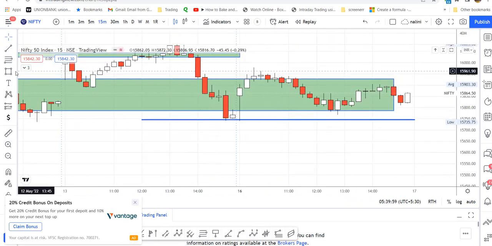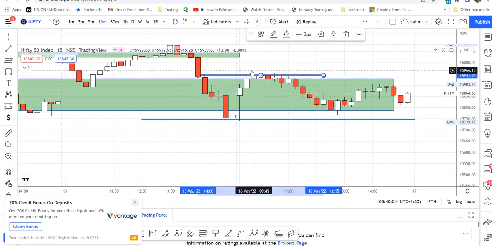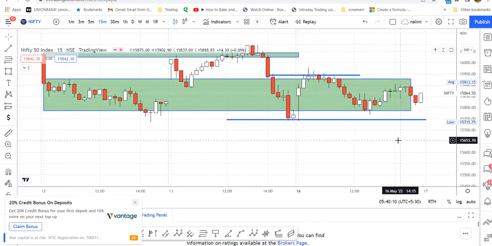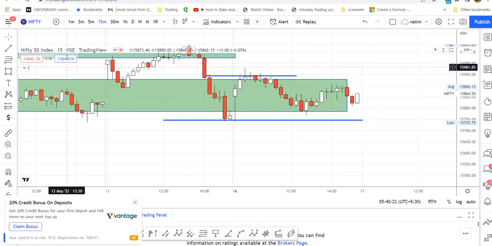The range was here. This is the inducement, so you can look for the sell. Now, after 1, 2, 3, 4 fall, you can see a green candle. That is an injection.